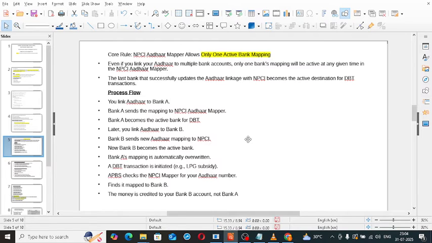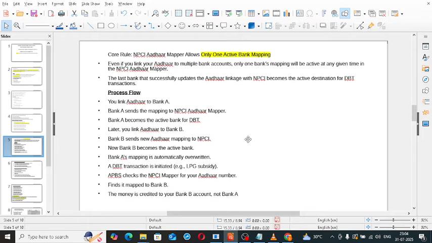Even if you link your Aadhaar to multiple bank accounts, only one bank mapping will be active at any given time in the NPCI mapper, because the latest one is activated. All the others are in inactive status, or they are removed. The latest bank that successfully updates the Aadhaar linkage with NPCI becomes the active destination for direct benefit transfer.